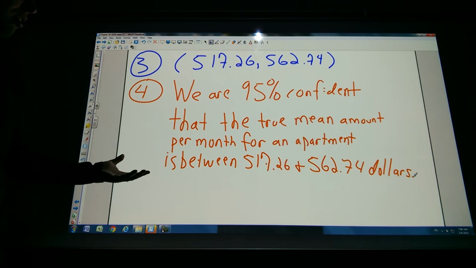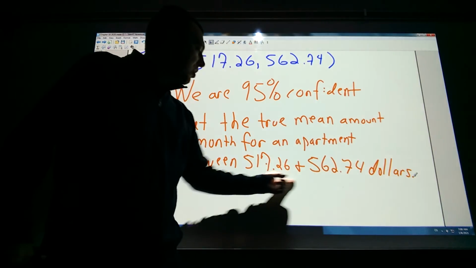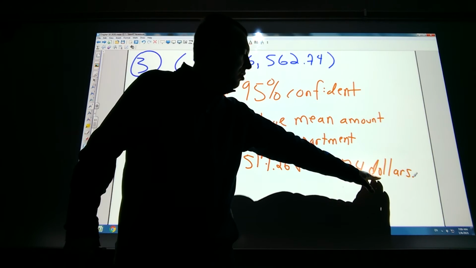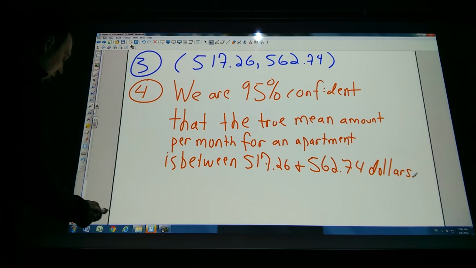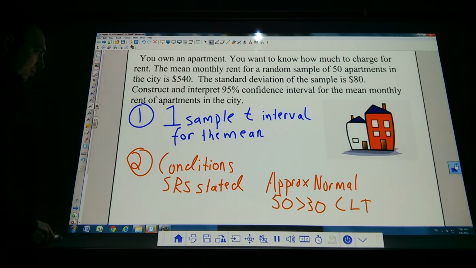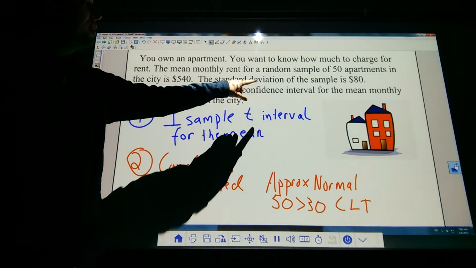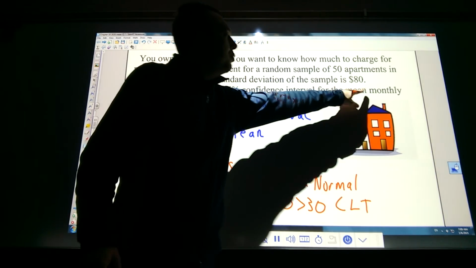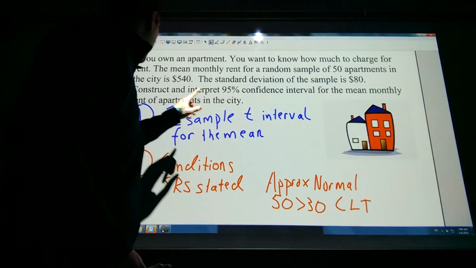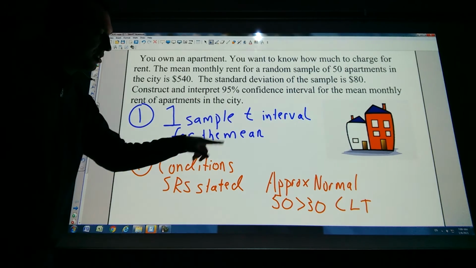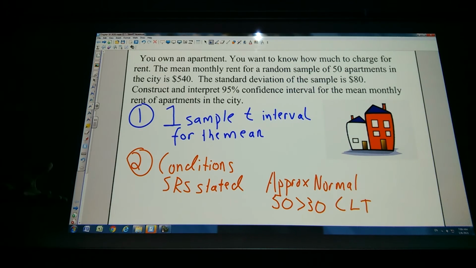It's a mean of apartments. And then I have, of course, numbers, but I have the units. So those are the key points. If 4 is a little tricky for you, go back to the original problem and you look and you say, we are 95% confident about the true mean. You can just almost copy this. For the true mean monthly rent for apartments in the city is between this amount and this amount. Okay? That is the 4 steps.